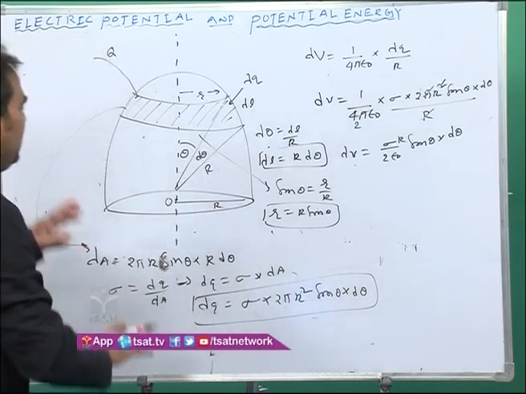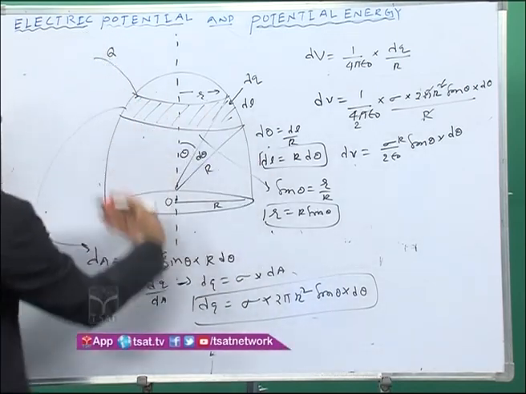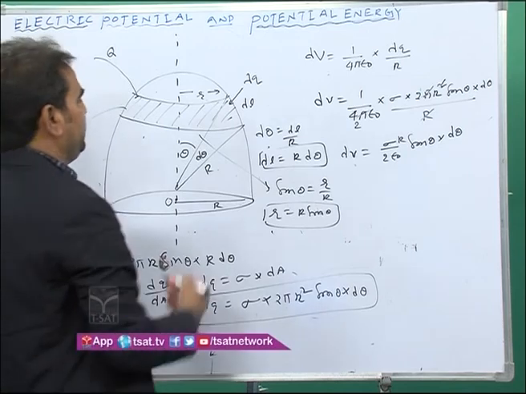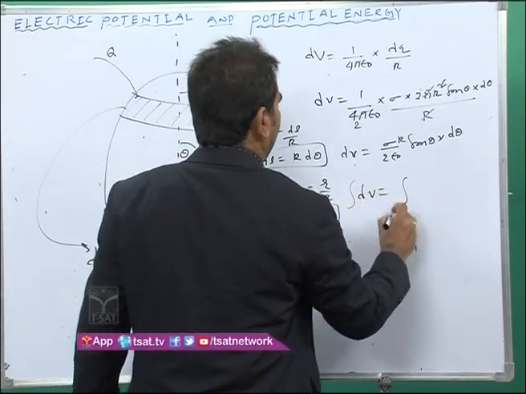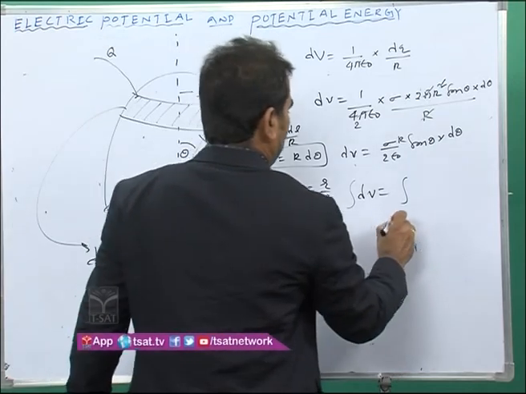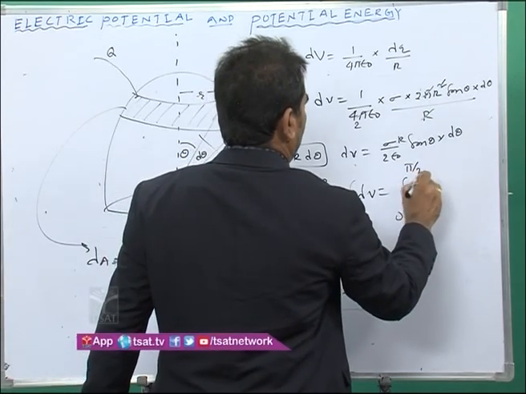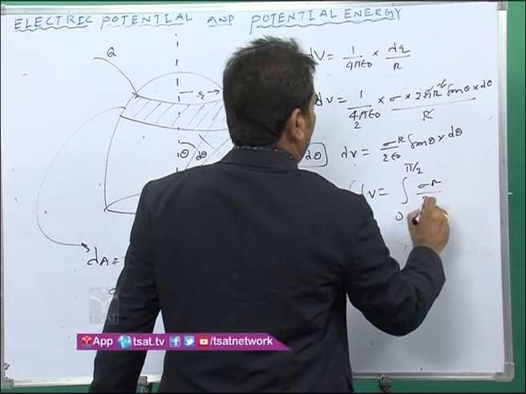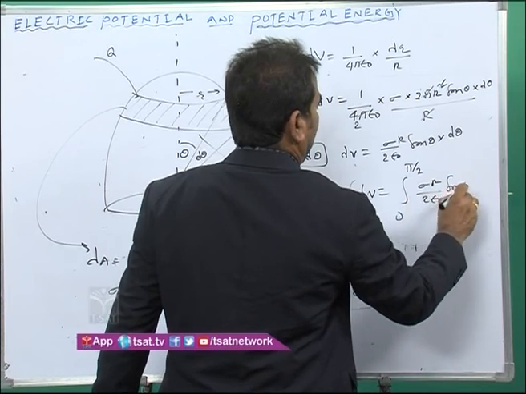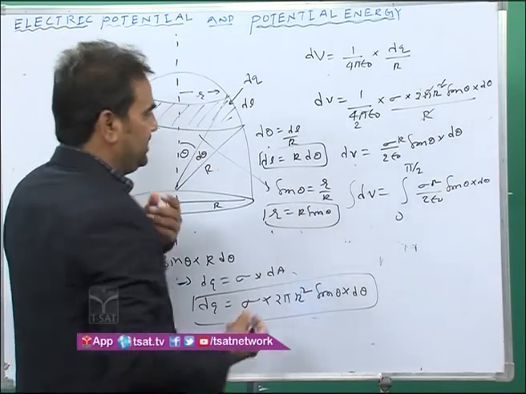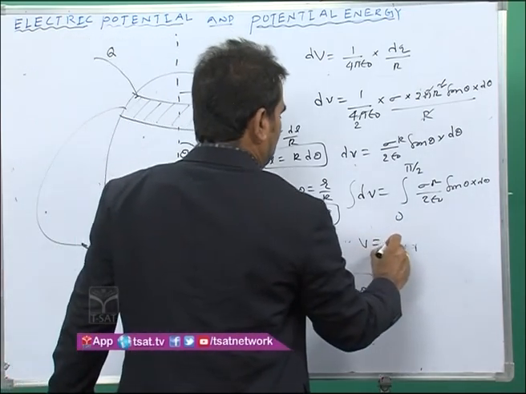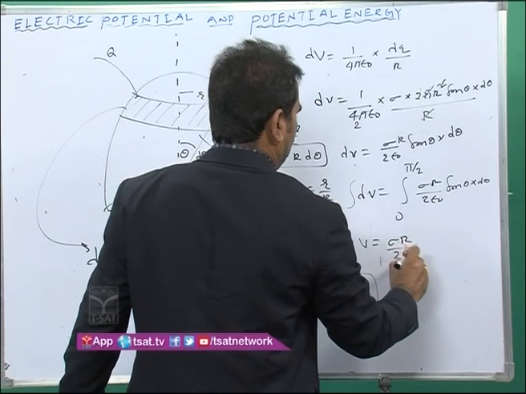I have to calculate the total potential at the center due to this whole hemisphere, so I am integrating by applying the proper limit. Integration of dV is equal to integration from 0 to pi by 2 of sigma r upon 2 epsilon naught into sin theta into d theta. Sigma r by 2 epsilon naught is common, so V is equal to sigma r upon 2 epsilon naught.